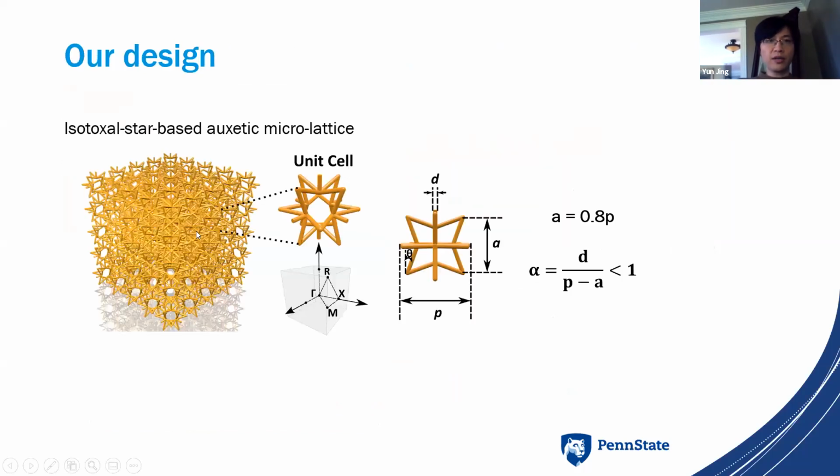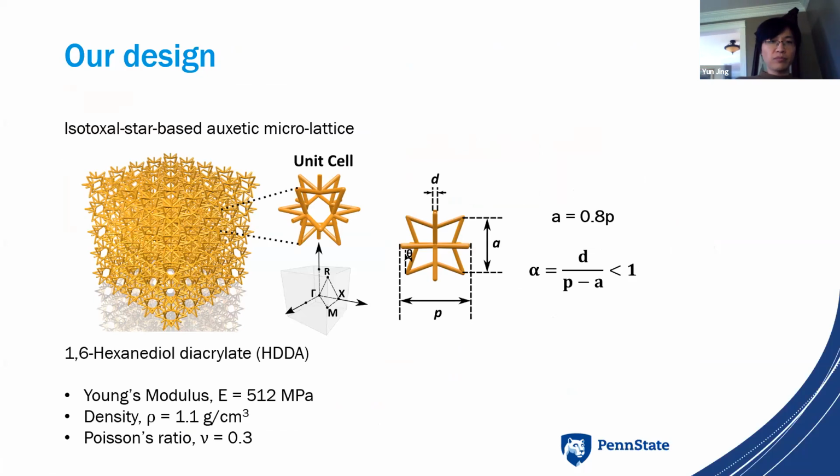So this is our design. This is a specific type of metamaterial called auxetic metamaterial. Basically, this kind of material has a negative Poisson ratio. Conventional materials have positive Poisson ratio. So we are using a particular material to design this, HDDA. You can find the properties here.